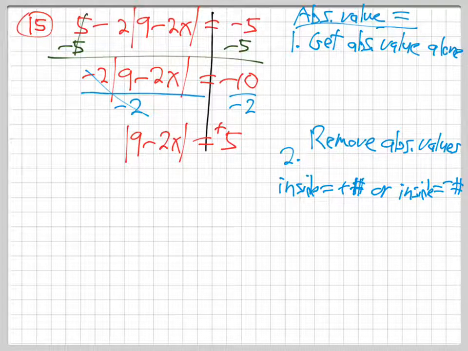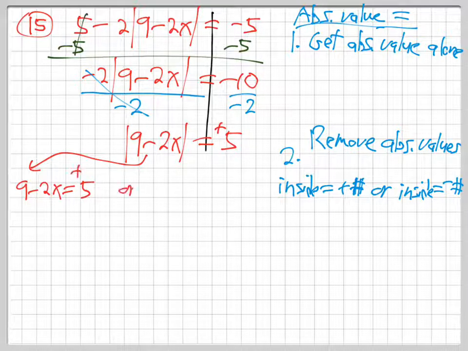So we take the inside equal to positive 5 or the inside equal to negative 5. See how we do that? Why do we do that? Because that's logical, isn't it?